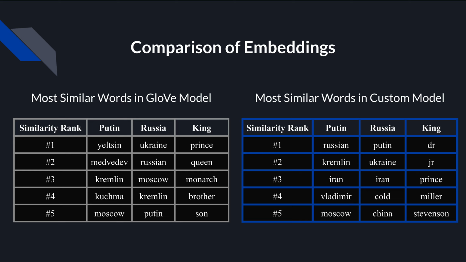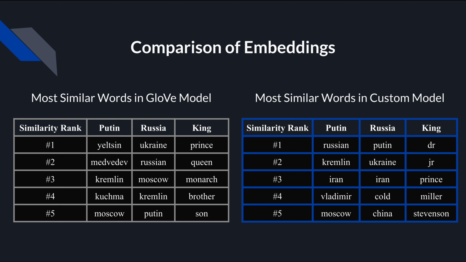In the GloVe model, the nearest words are consistently meaningful across all 3 queries. For example, Putin and Russia returned related geopolitical terms, and king returns words like prince, queen, and monarch, which are words that we would expect to be most similar. In the custom trained embeddings, the results for Putin and Russia are also relevant, which makes sense given how frequently those terms would appear in the Russian tweet dataset. However, the nearest words for king are much less relevant, suggesting that this word did not appear often enough in the training data for the model to learn a really reliable semantic meaning for it.